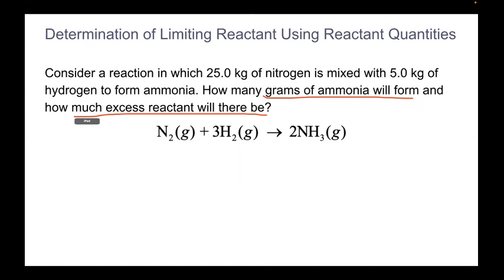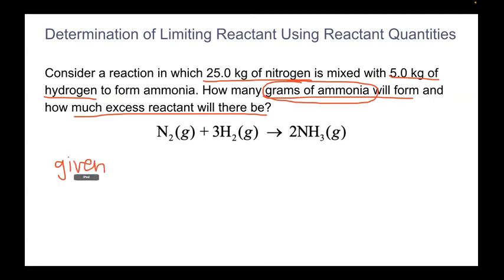The first thing that you might be a little bit challenged with is reading a problem like this and saying, Dr. Glicker, I don't know how I'm supposed to figure out I do a limiting reactant. To identify limiting reactant word problems, you're always going to be asked to figure out how much of a product is formed. How much in this case is how many grams of ammonia will form. And in this case, we're given two quantities of reactants. I'm given 25 kilograms of nitrogen and 5 kilograms of hydrogen.